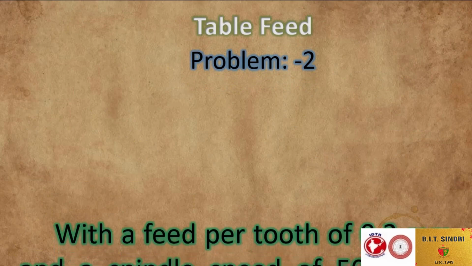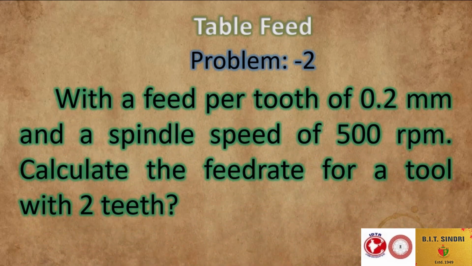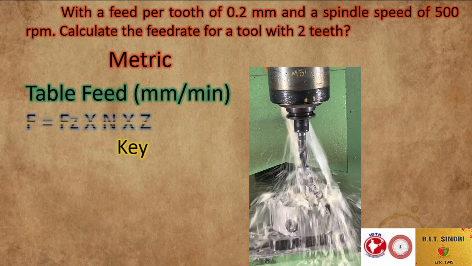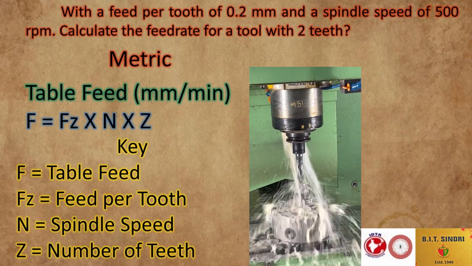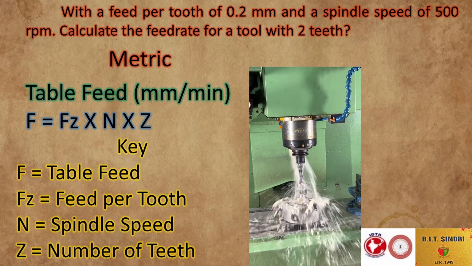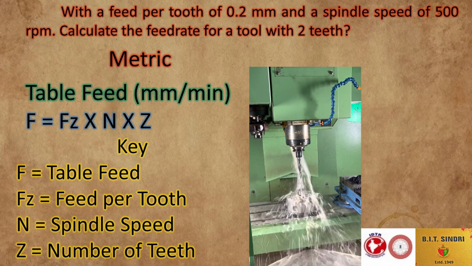So now let us start problem number 2, with a feed per tooth of 0.2 mm and a spindle speed of 500 revolutions per minute. Calculate the feed rate for a tool with 2 teeth. Here let us look at one in metric. Okay, so we have a metric program and we want to work out our table feed. For that we would use the same equation, of course, where F is now our feed per tooth. Now we are working in metric this time.